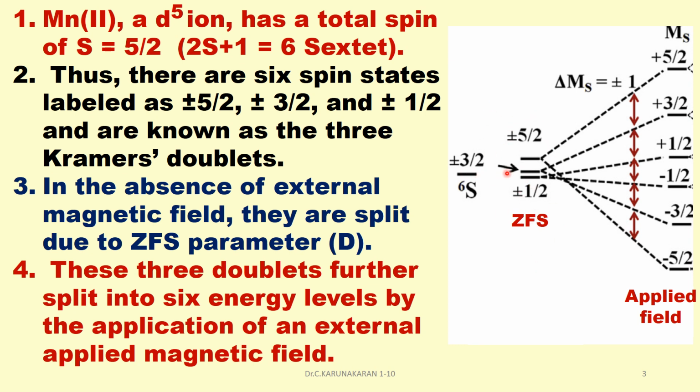it splits even without the magnetic field. Manganese 2 ion has a d5 electronic configuration. Therefore the total spin, with an odd number of unpaired electrons, 1/2, 1/2, 1/2, 1/2, 1/2, is S equal to 5/2. The spin multiplicity is given by 2S plus 1, which is equal to 6. So it is a sextet state, 6S. This is the term symbol of the ground state of manganese 2 ion.